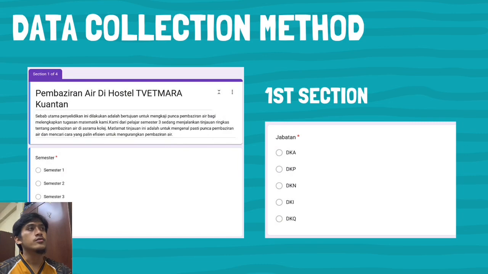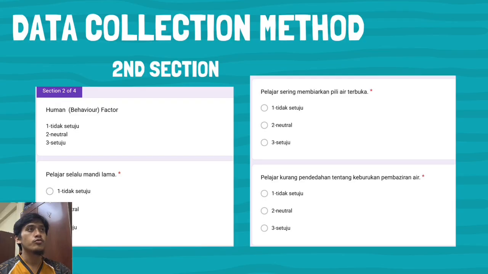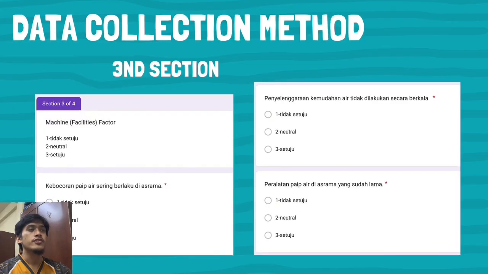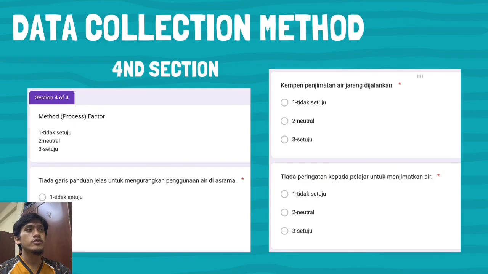So this is the first section of our Google form. It is about semester and the department. The second section is about human factor. The third section is about machine factor, which is facilities. The fourth section is about method or process factor.